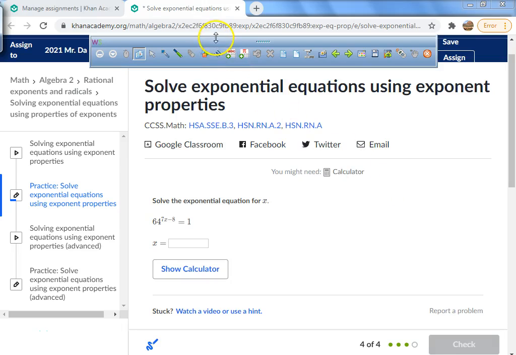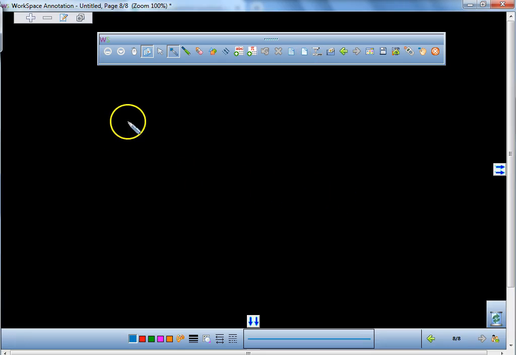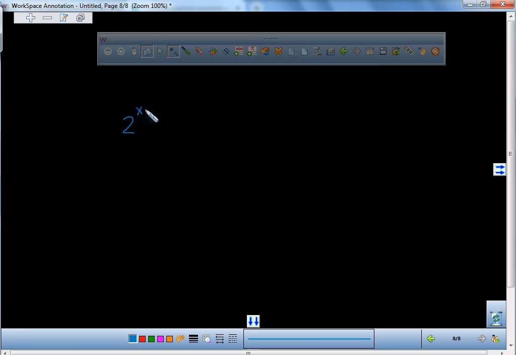Alright guys, what we're going to be learning is how to solve exponential equations using the property of exponents. So I want you guys right now in your journal, if you would please, to write something down for me, okay? See if you guys get this pattern. 2 to the power of x equals 2 to the power of 5. What do you guys think x would have to be in order for these to be equal? 5, you're right. Very good.